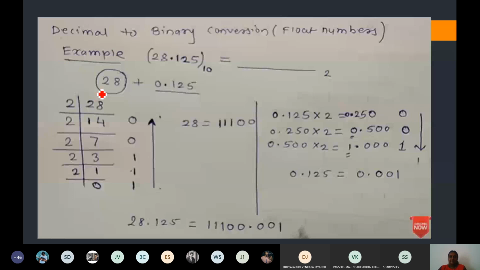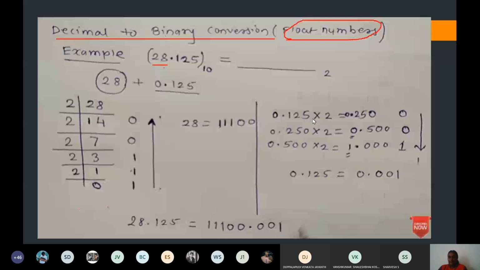For example, if I have this type of representation, decimal to binary conversion but with a floating point number, how can I do that? This is going to be the actual integer part I am going to convert. This is going to be the floating point fraction that I have to convert into a binary number. So here I am going to do 28 divided by 2. I get some value and I write it from bottom to top. Now how will I convert the fraction part into binary?